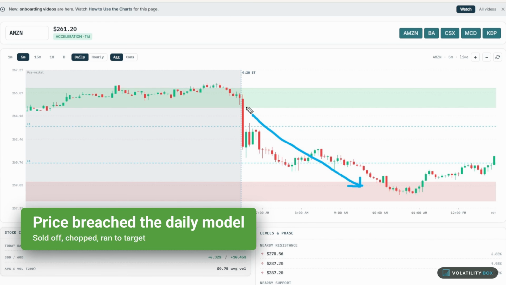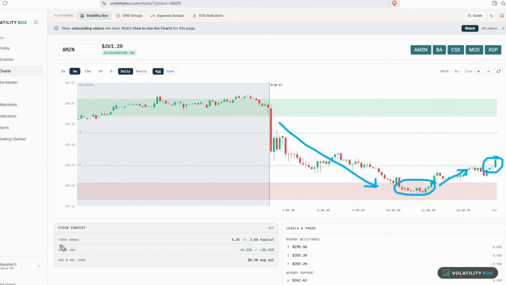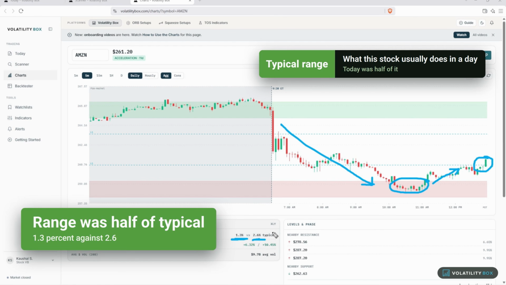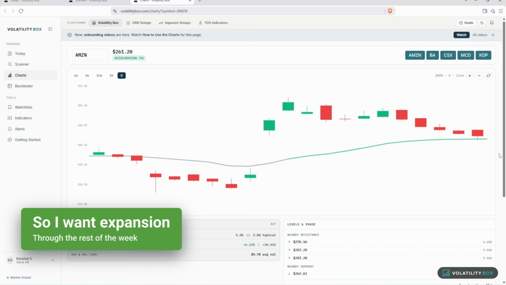Take a look at this really nice sell-off inside of Amazon, straight inside of our volatility box models, chop around, and then make a move to our target right into the final few minutes. If you take a look at today's range, 1.3% versus our 2.6% typical, which also gives you an idea that today's range was much smaller than usual. So we were looking for this volatility to expand, and I'm still looking for this volatility to expand as we head into the rest of this week.